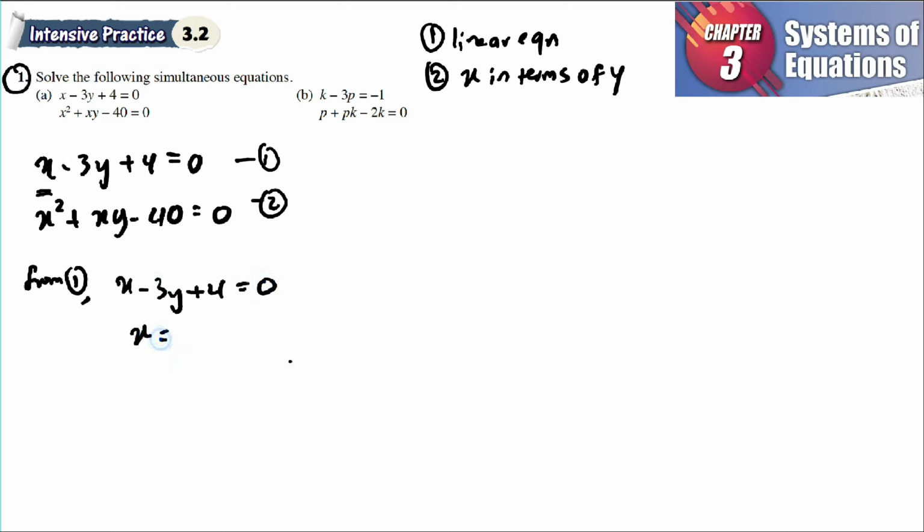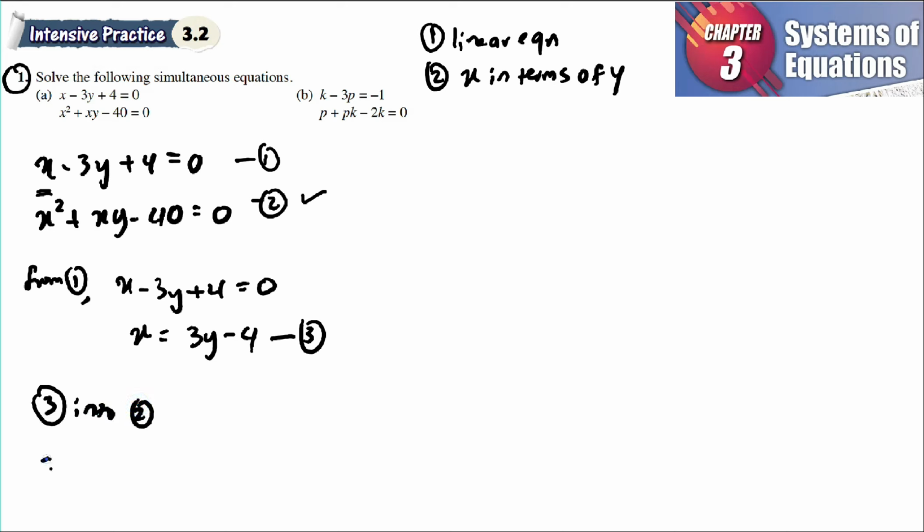You can find x. Okay, x is equal to, so you move negative 3y to the other side and it becomes positive 3y. Positive 4 becomes negative 4. So you have the third equation. Okay, find the linear equation, x in terms of y, and then you substitute inside the other equation. And then you substitute 3 into 2.